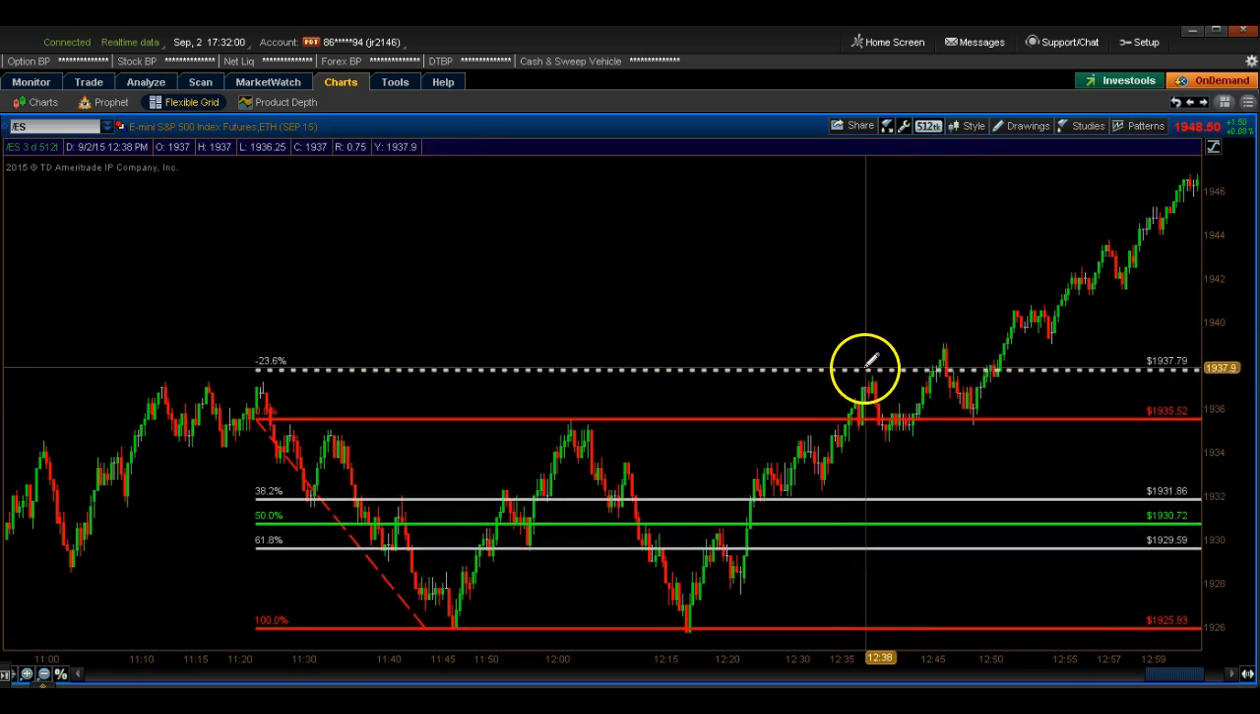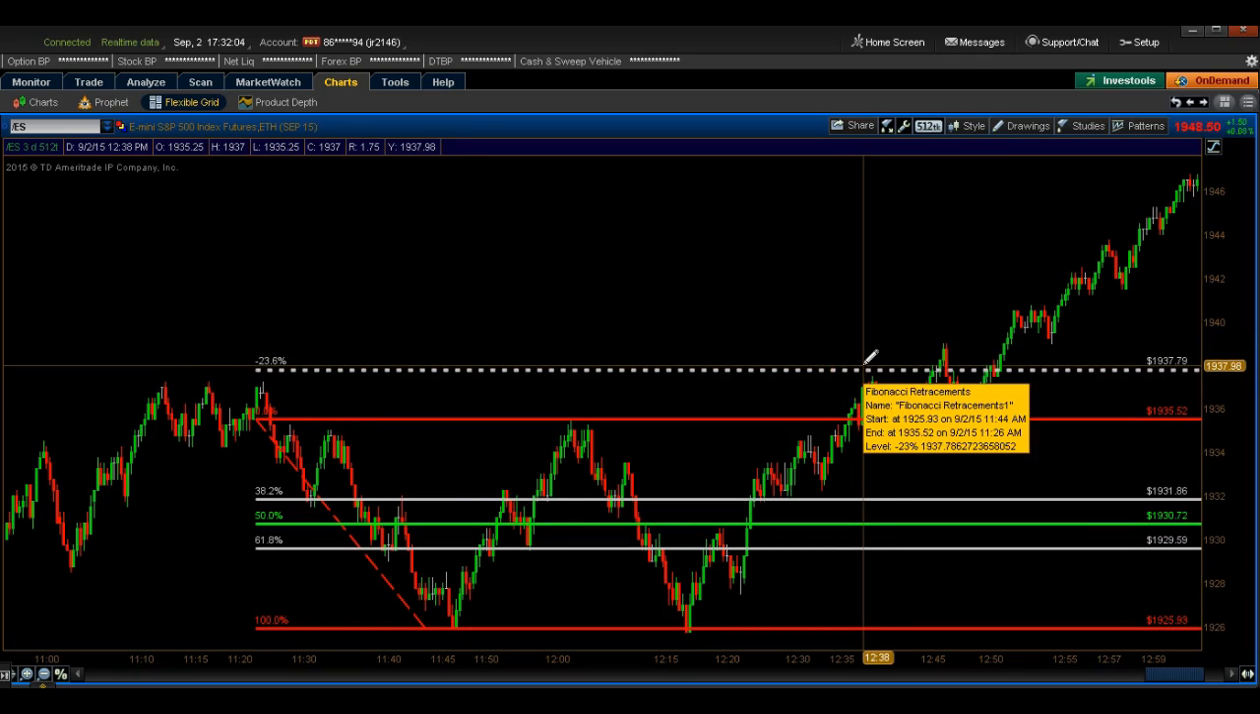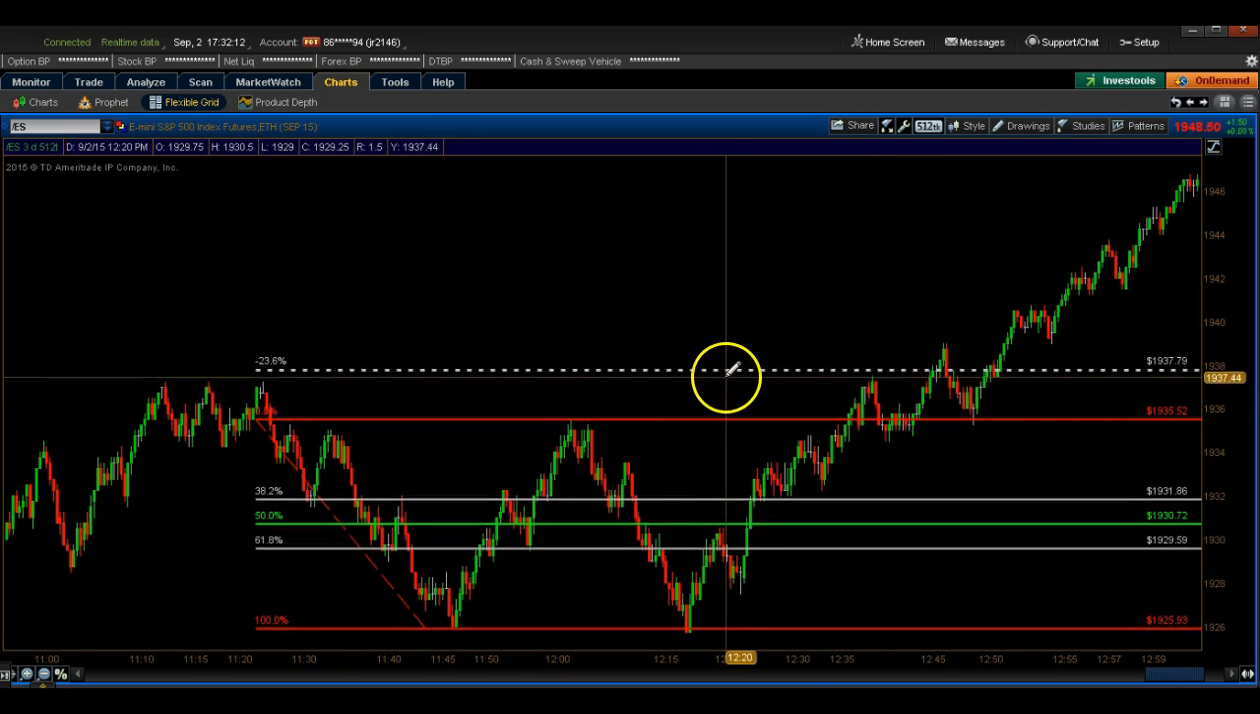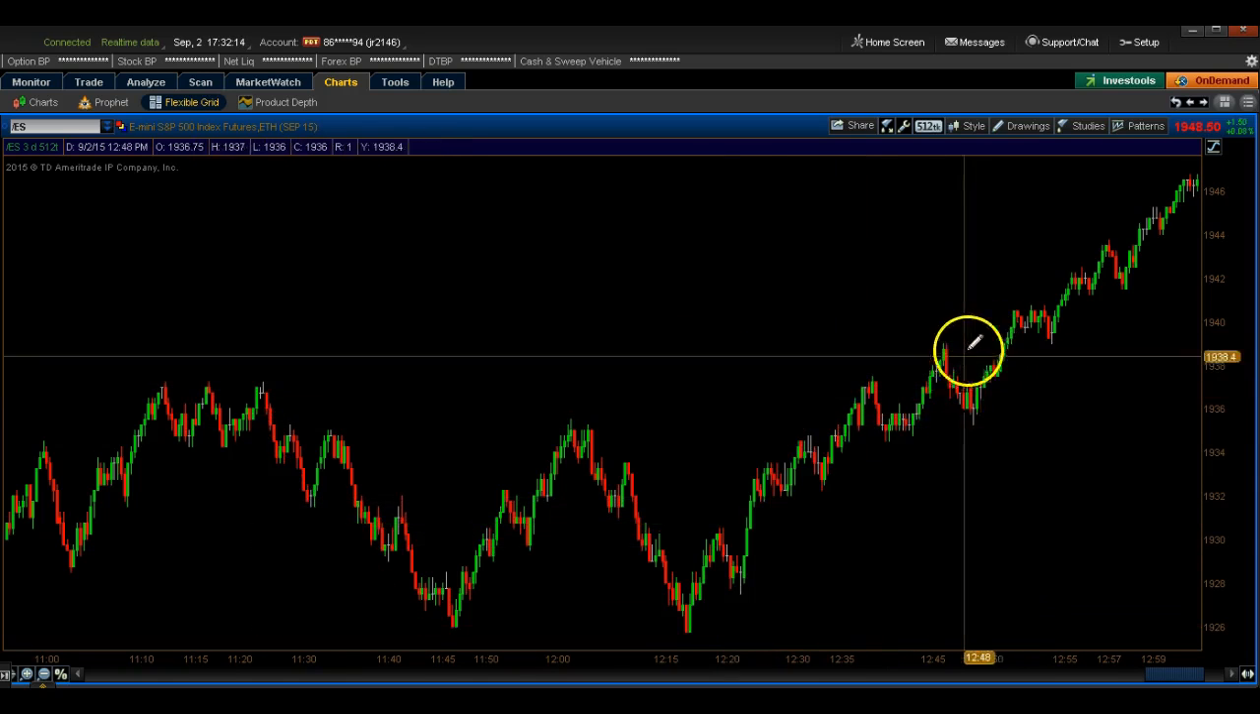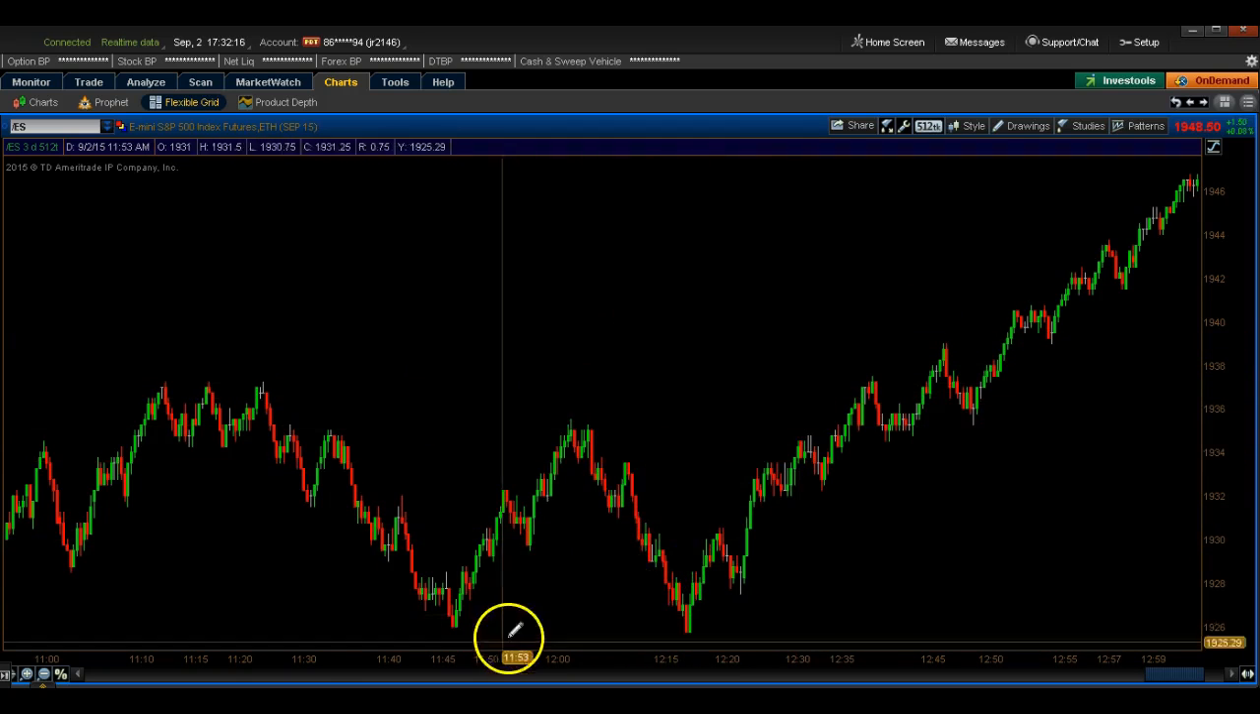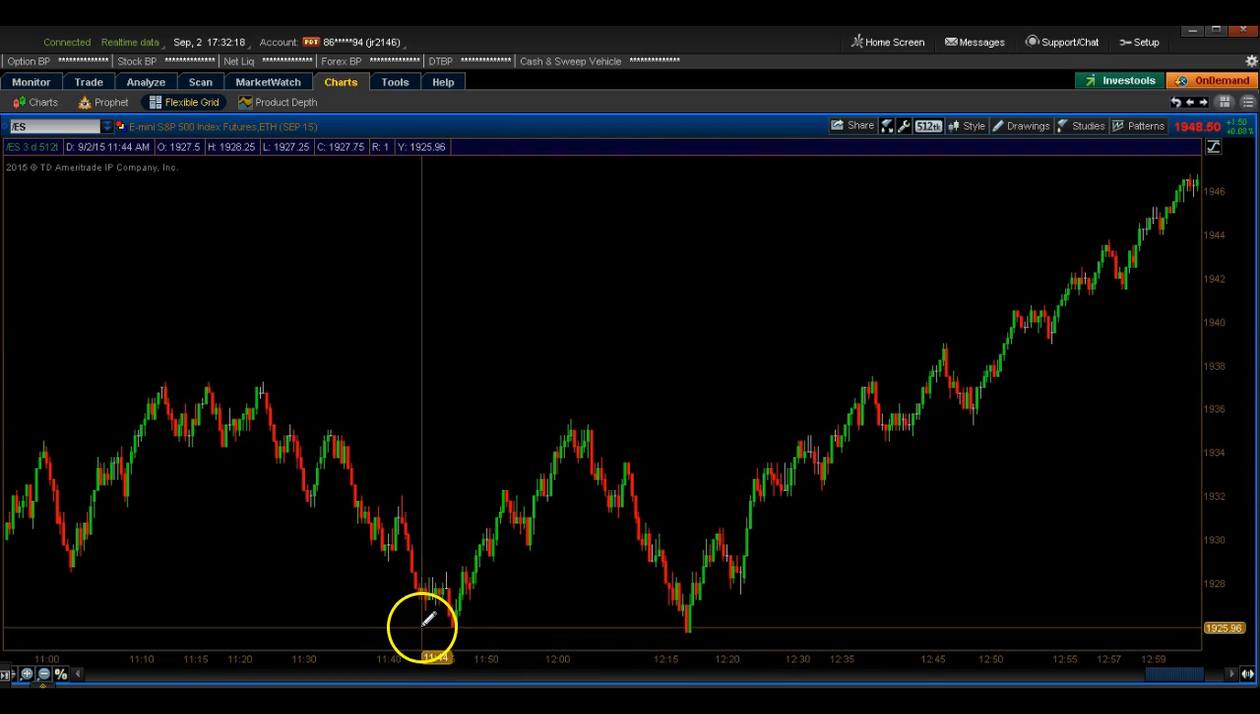Now, do you put your order exactly at that level? No, because that's the target, right? So maybe you want to go 1 or 2 ticks below to hopefully get that fill. Okay? With that being said, now let's look at the phase 2 part of it, right?